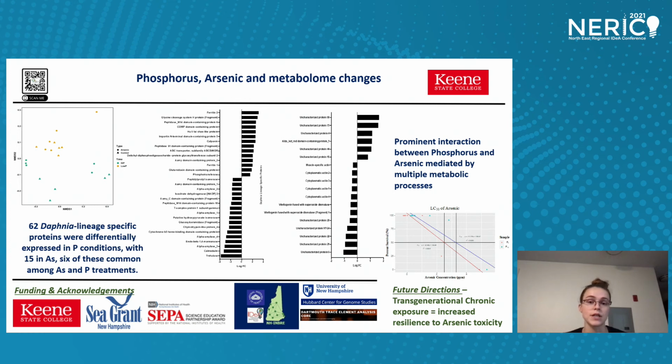Half of the differentially expressed genes, as I'm sure you can notice, are uncharacterized due to Daphnia's genome not being fully annotated, and thus we have to do more study to look into the functions. But we have begun to observe metabolic processes mediating the arsenic and phosphorus interaction. For our future directions, we plan to increase our exposure to demonstrate chronic toxicity, which is more prevalent across the world.